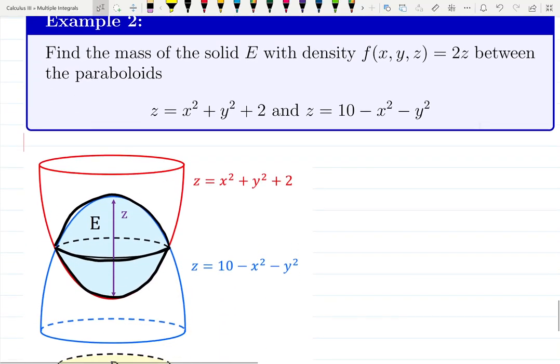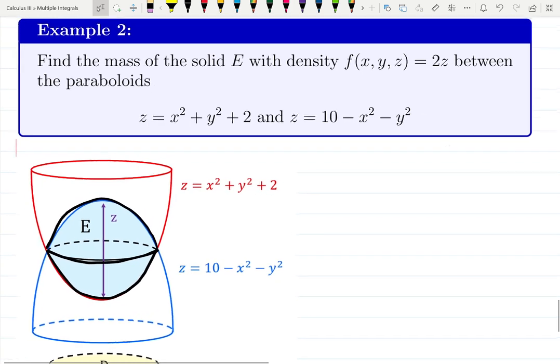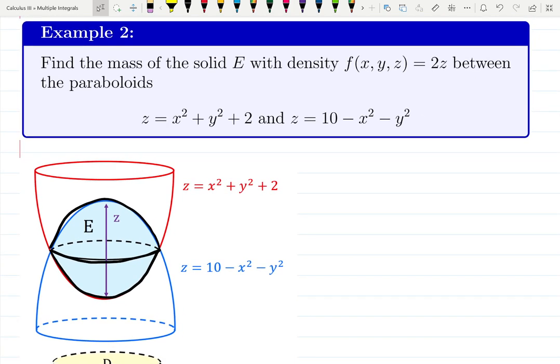So we started this example. It is actually in your homework, I just checked. Find the mass of the solid E with the given density between the paraboloids. So again, think about this. It's not a hypervolume right now. The fourth dimension represents some kind of quantity of the object. So the density is that quantity, and the density is changing.